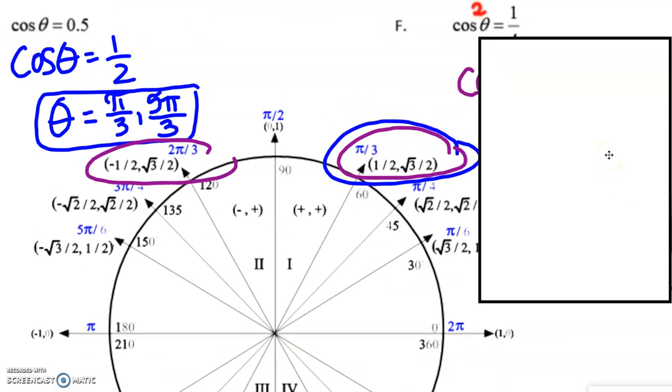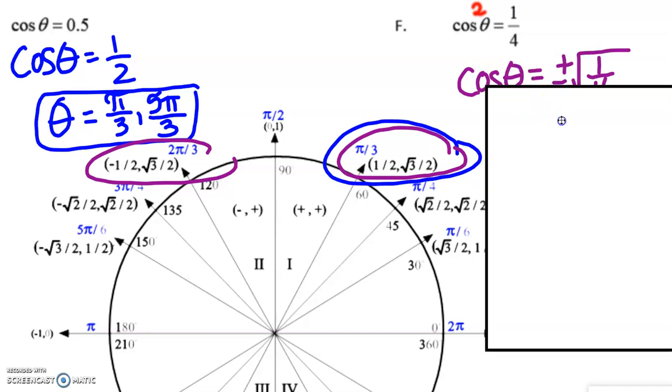All right, on f, I do want you to change something. I want you to make f cosine squared theta equals 1/4. So to evaluate these things, you can't have squares, you have to have the cosine by itself or sine by itself. It's almost like x. It's our variable. It needs to be all by itself before you can evaluate it.